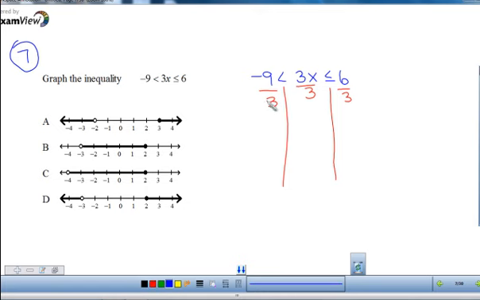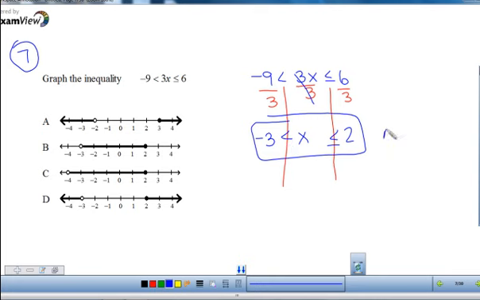So -9 divided by 3 is -3. 3 divided by 3 is just 1, so I get the x. 6 divided by 3 is 2. Bring down my inequality. Okay, so there's my answer. So that means on -3, I'm going to have an open circle.